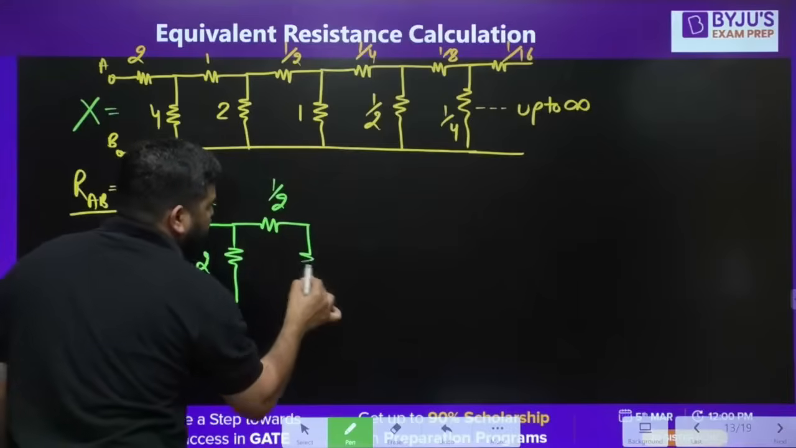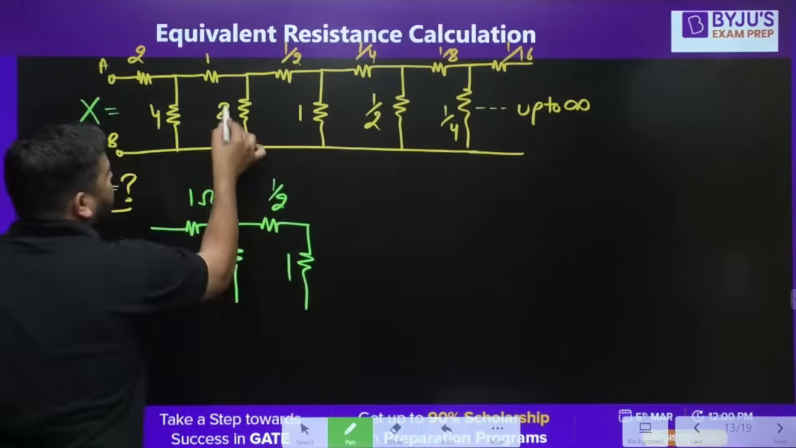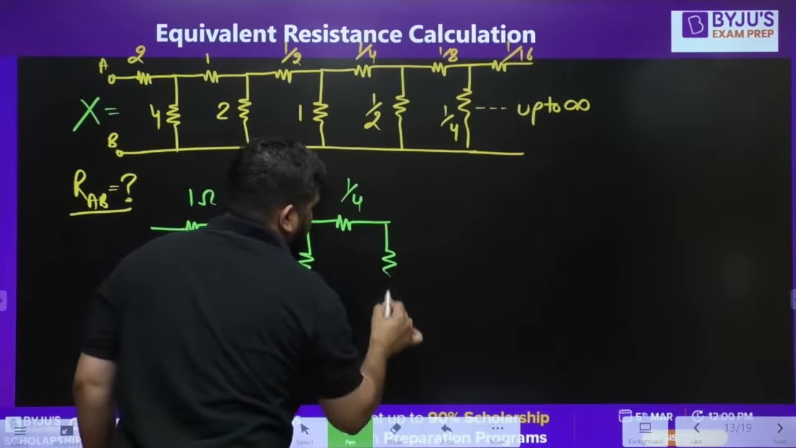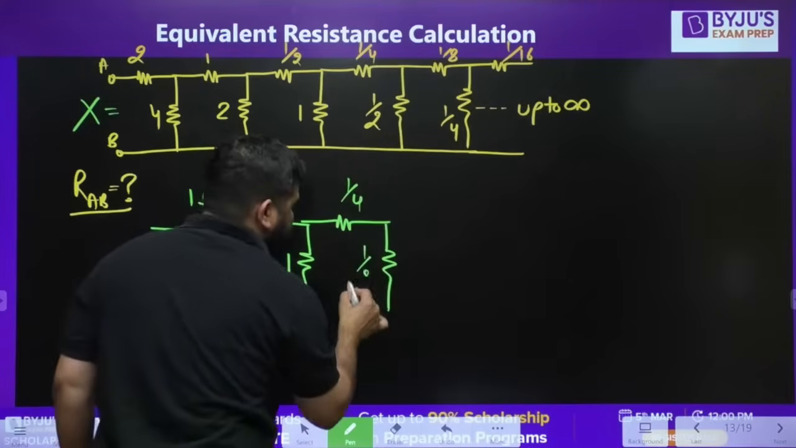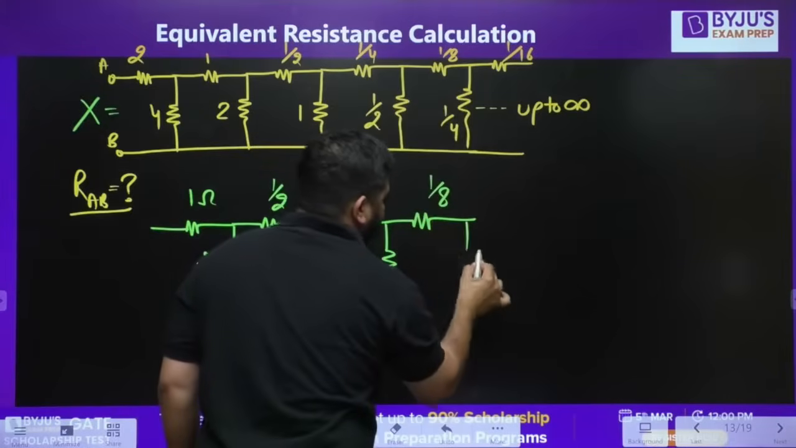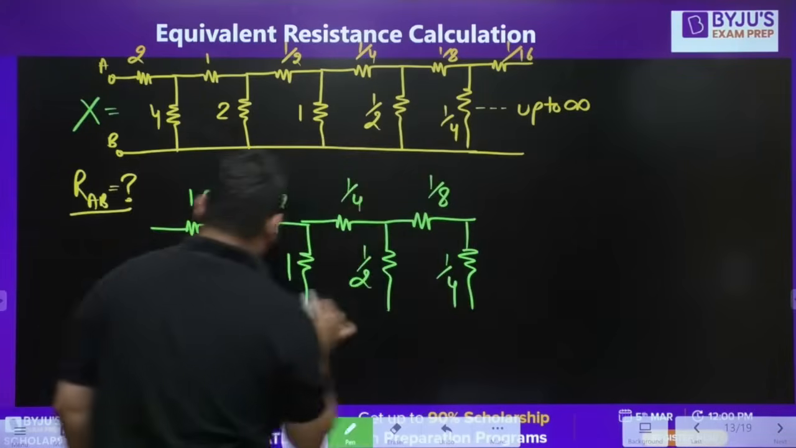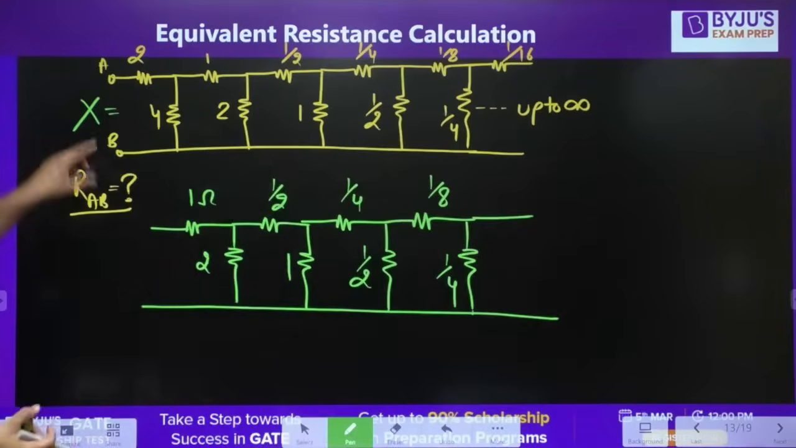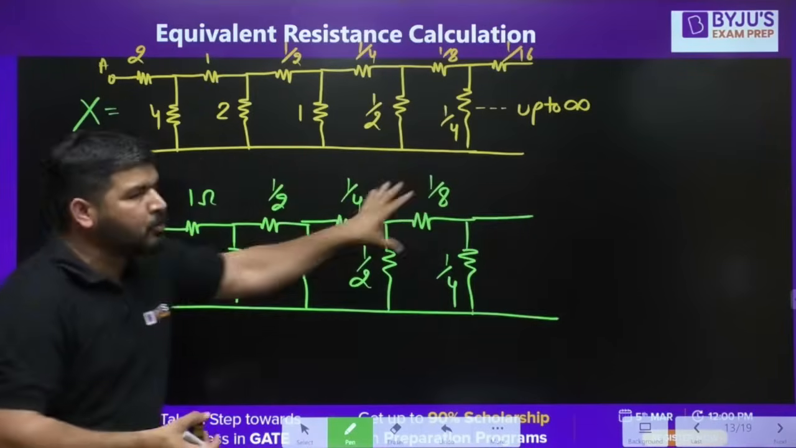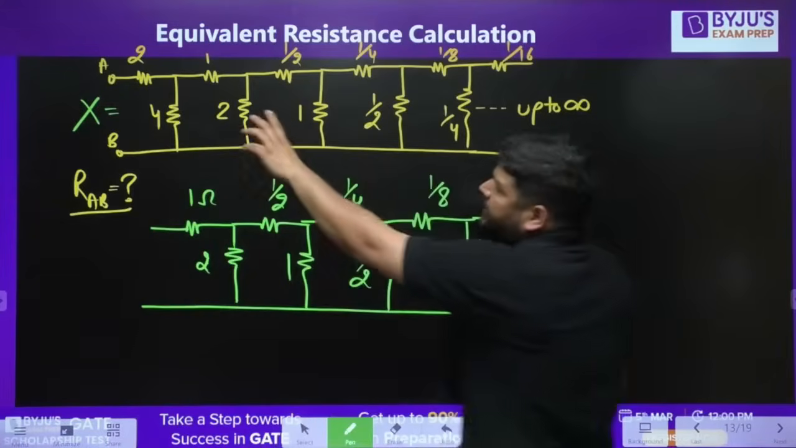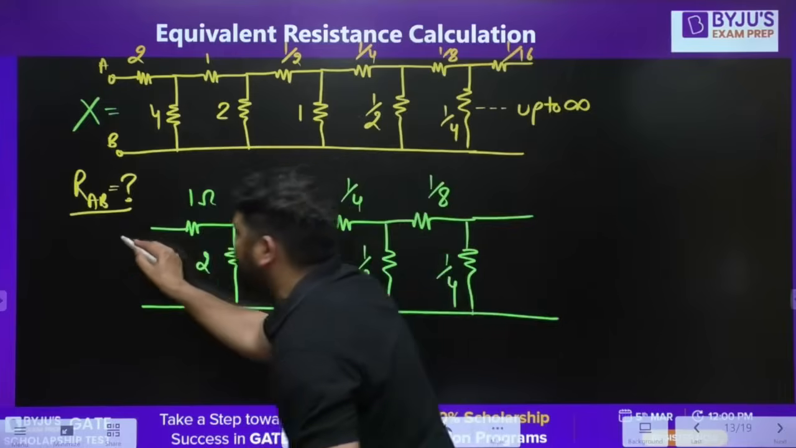This resistance will become 2. This resistance will become 1. This resistance will become 1 by 4. And this resistance will become 1 by 2. This resistance will become 1 by 8. I hope it is clear, guys. So what I did is, I divided each resistance by the factor 2. If you have divided each resistance by the factor 2, then the equivalent will become X by 2.